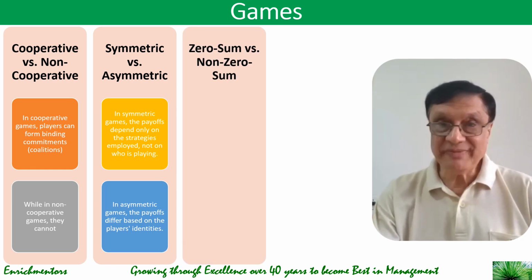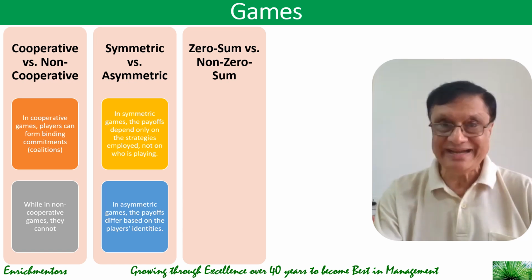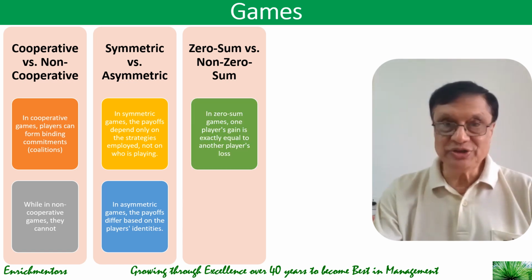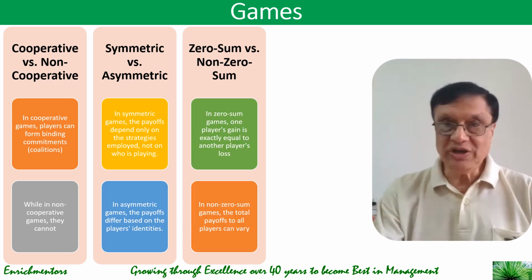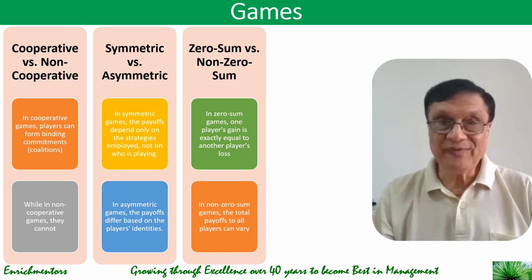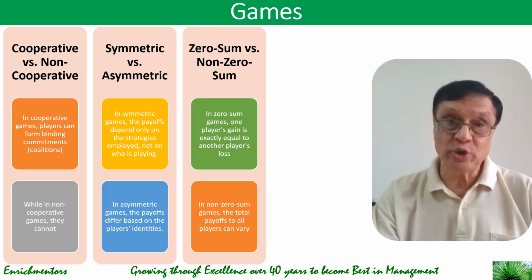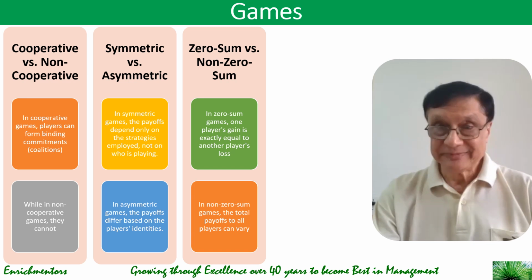Then there are zero-sum and non-zero-sum games. In zero-sum games, one player's gain is exactly equal to another player's loss. So one person's gain is the other person's loss, and the net gain is zero. In non-zero-sum games, the total payoff of players can vary. It need not be zero. People lose and win, but overall winnings can be higher, or overall losses can be higher.